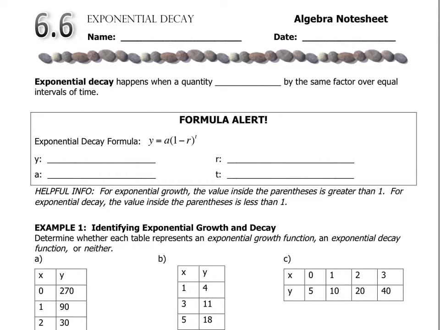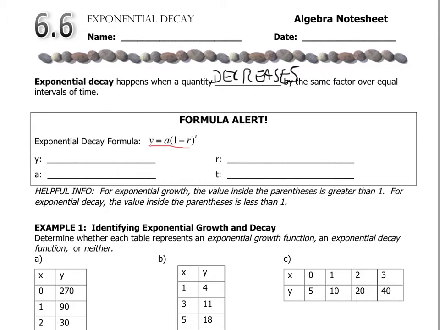Today we're going to talk about exponential decay. Exponential decay happens when a quantity decreases by the same factor over equal intervals of time. Here's the formula for exponential decay: y equals a times (1 minus r) raised to the t power.